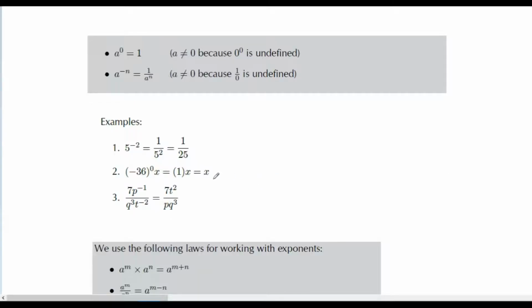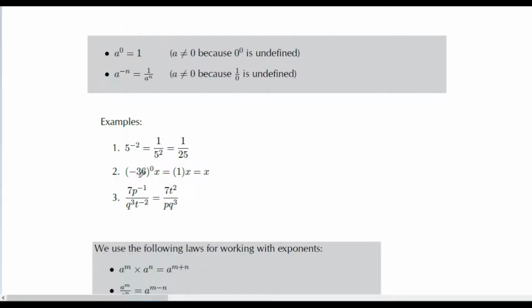Right, so here are some examples. The first one is 5 to the minus 2. So using this rule over here, we see that we're just going to write 5 to the 2 in the denominator, and then 5 squared is just 25, so our final answer is 1 over 25. Right, that's the simplest form.